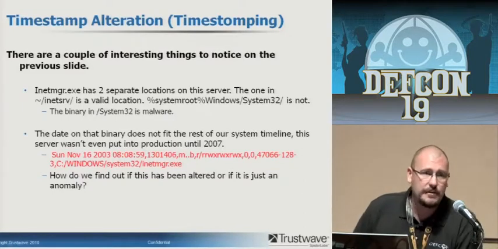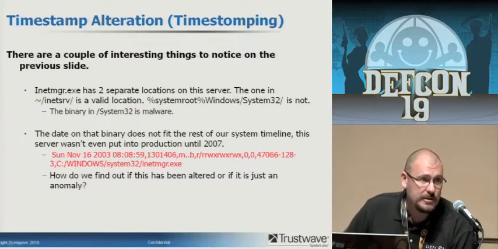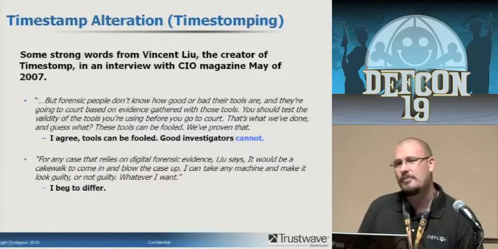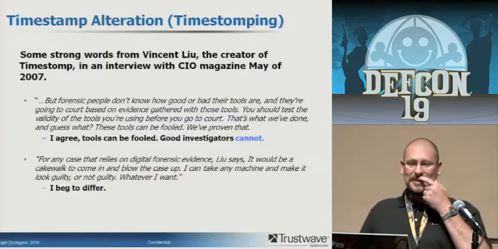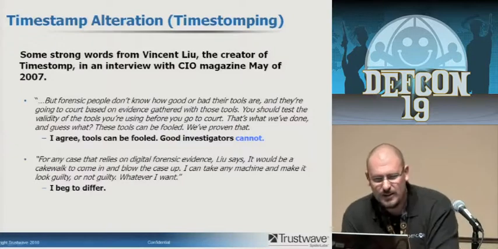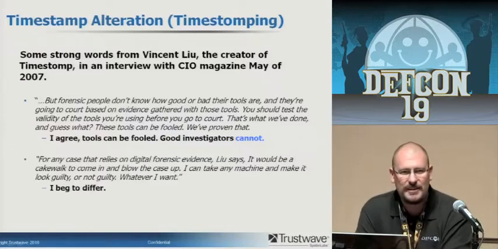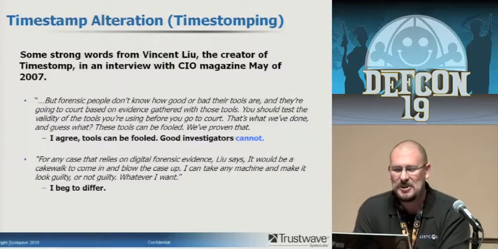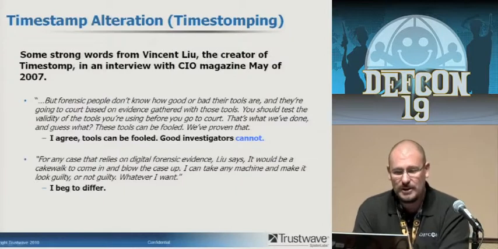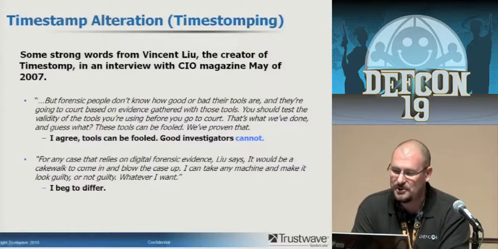So how do we find out if this is just some kind of anomaly or if this has actually been forcibly altered? It's actually easier than it sounds. But before we do that, let's talk about Vincent Liu, who actually created the utility called timestomp. And this is a little bit older interview, but this is pretty common, what he has to say about forensics people in general. So Mr. Liu said, but forensic people don't know how good or bad their tools are, and they're going to court based on evidence gathered with those tools. You should test the validity of tools you're using before you go to court.